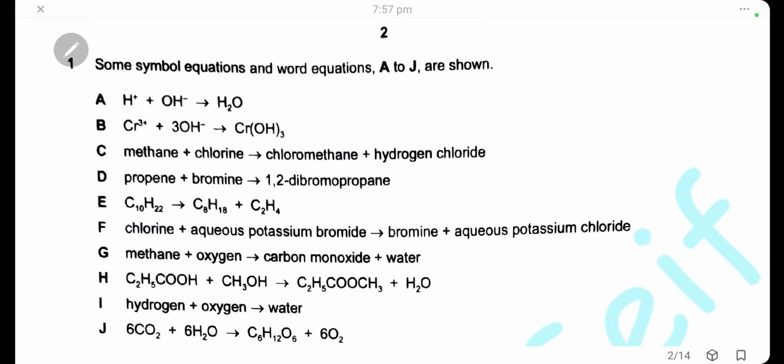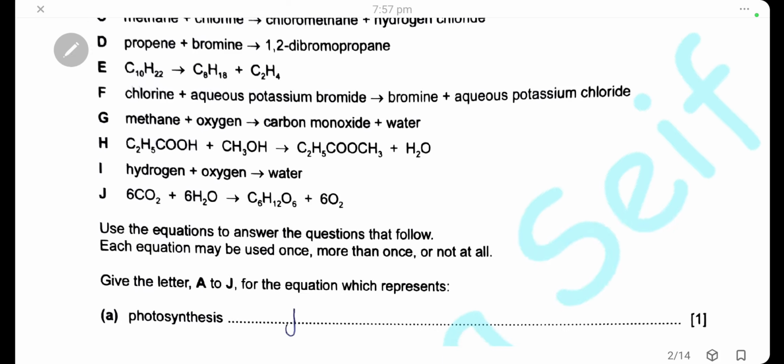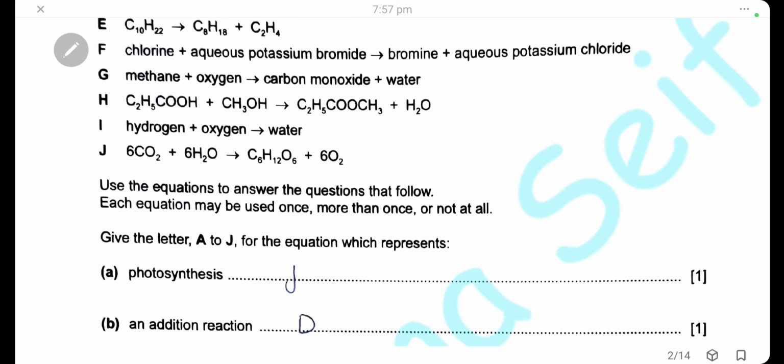Some symbol equations and word equations A to J are shown. Use the equations to answer the following questions. Each equation may be used once, more than once, or not used at all. Remember that we will use the letters from A to J to answer the following questions. Photosynthesis is the reaction that happens in plants using energy from the sun, where carbon dioxide and water react to form glucose and oxygen. The equation for photosynthesis is J.